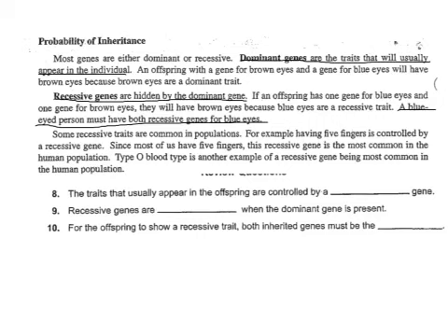Some recessive traits are common in populations. For example, having 5 fingers is controlled by a recessive gene. Since most of us have 5 fingers, this recessive gene is the most common in the human population. Type O blood is also an example of a recessive gene being most common in the human population.